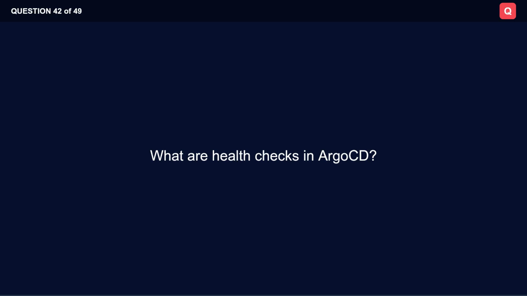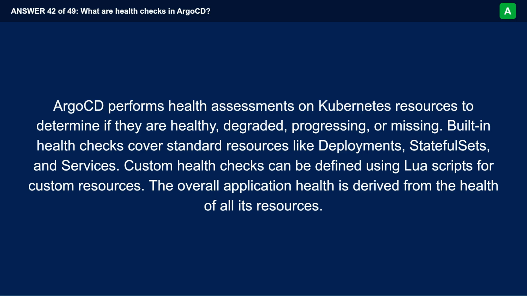What are health checks in ArgoCD? ArgoCD performs health assessments on Kubernetes resources to determine if they are healthy, degraded, progressing, or missing. Built-in health checks cover standard resources like deployments, stateful sets, and services. Custom health checks can be defined using Lua scripts for custom resources. The overall application health is derived from the health of all its resources.